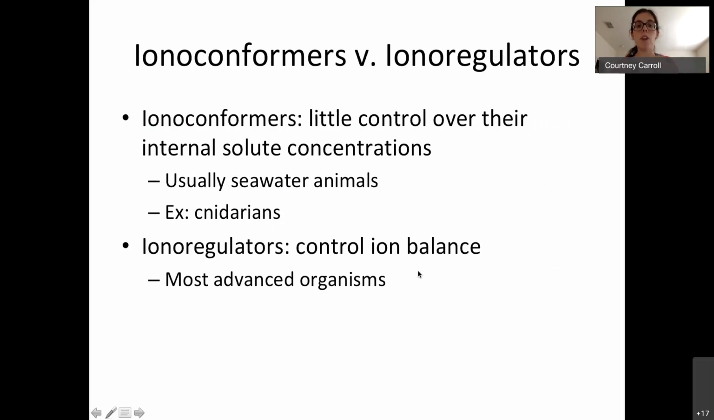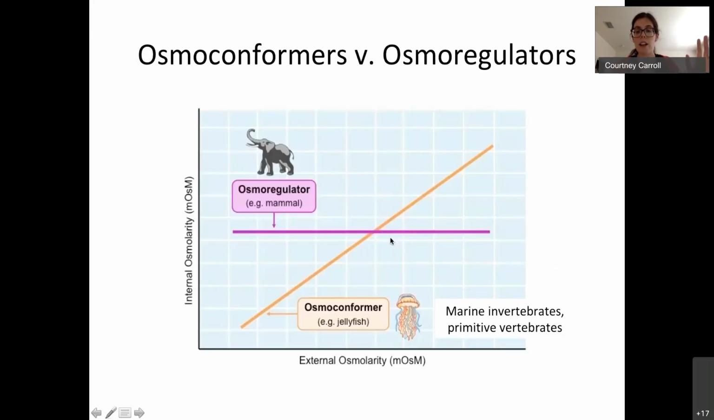And this can be both for osmo, for water, and for salts. So ionoconformers versus regulators. Again, ionoconformers, they have little control over their internal solute concentrations. These are usually some seawater animals like cnidarians. Other marine animals are going to take an ionoconformer type of approach. Whereas most advanced organisms regulate their internal conditions. They have control over their ion balance. They're regulators.